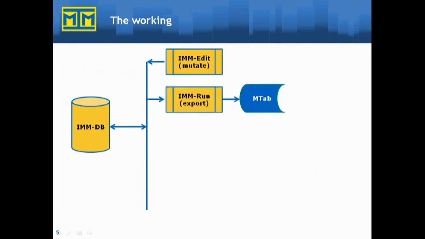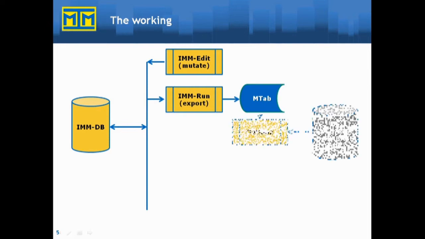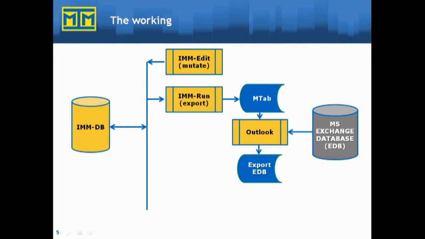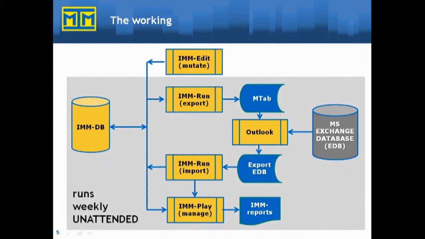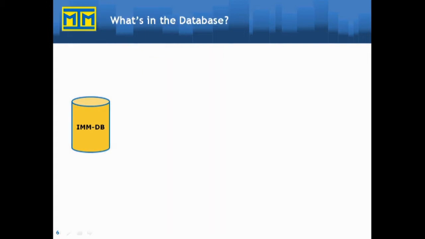Next, there is an IMM Run, the export function, to generate a command file for Outlook, called MTab. With MTab, Outlook knows what data has to be read from the Exchange database and what has to be exported. Next, IMM Run, the import function, updates the IMM database, after which IMM Play is able to produce actual reports. It is possible to schedule the IMM modules and to let the modules activate each other in order to run IMM weekly totally unattended.